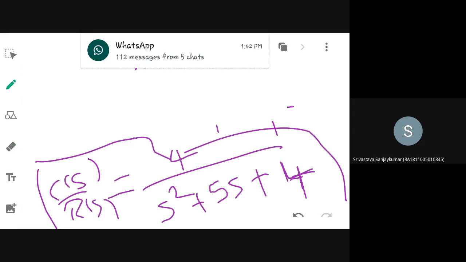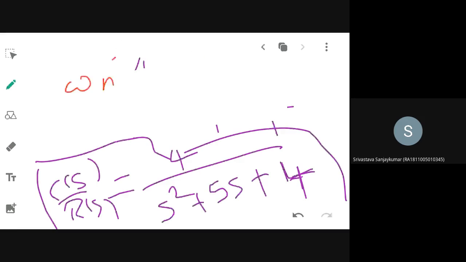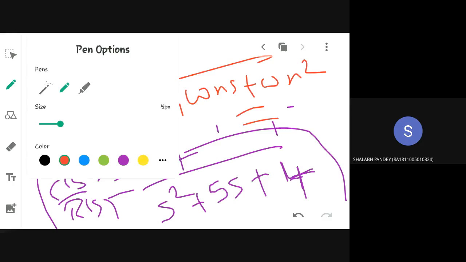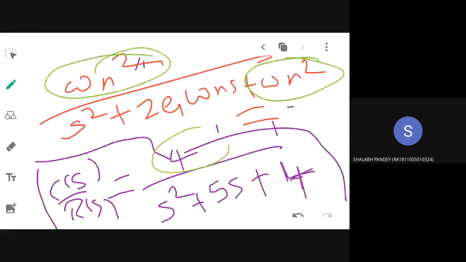So this equation you have to equate to omega n squared divided by s squared plus 2 zeta omega n s plus omega n squared, and compare the terms. If you compare, what will be your omega n and what will be your zeta? Omega n squared is 4, so omega n will be 2 radians per second.